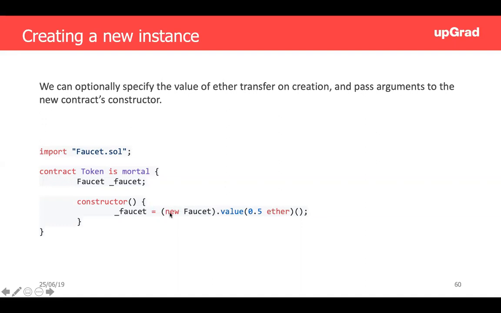So this is one way of doing it, where along with initializing a new instance of that smart contract, you're also passing it a value, which is some amount of ethers. And this little parenthesis at the end, which is blank, is basically running its constructor method with no arguments. So this is how you've initialized a new instance of the Faucet smart contract and started it with a value of 0.5 ethers. These values are sent from your current smart contract's balance.